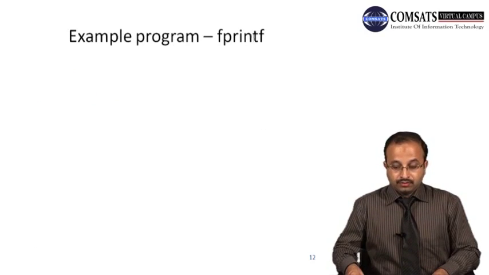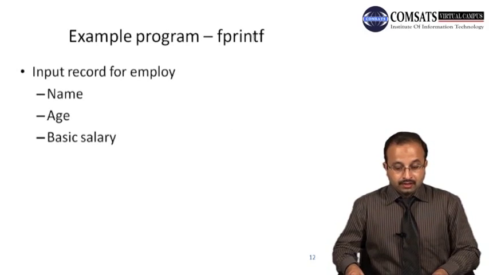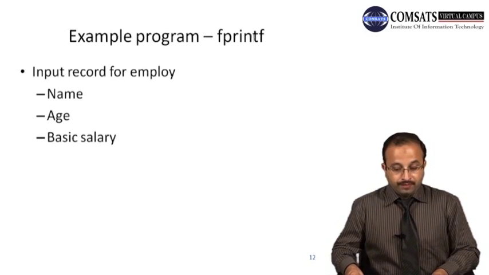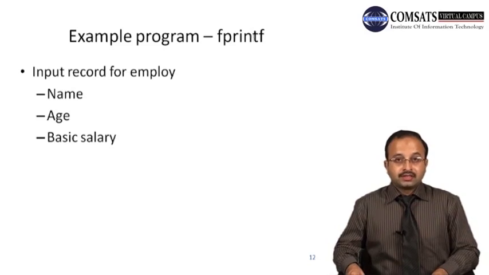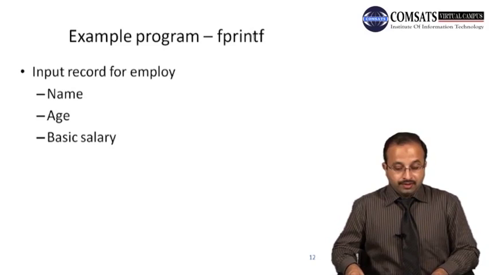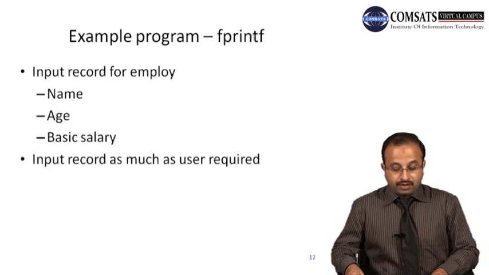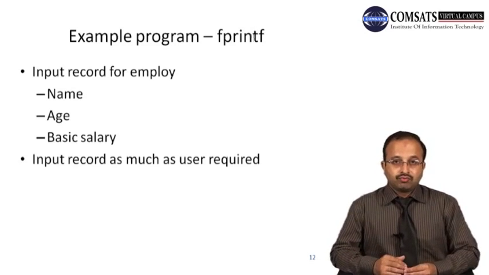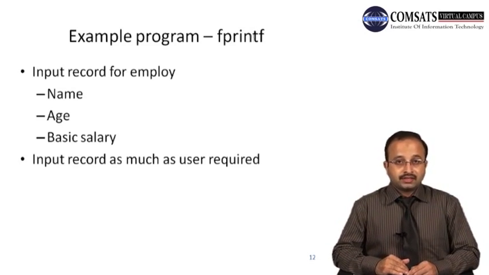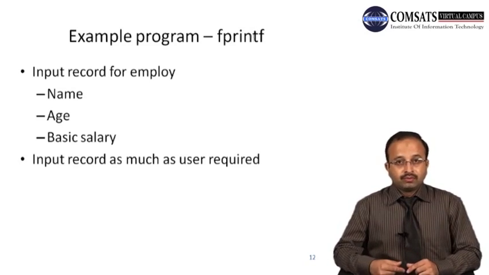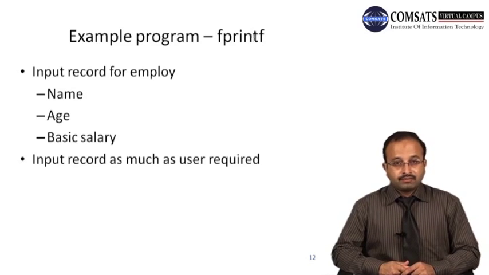Let's see the example program using fprintf. So input record for employee. We have a structure employee that contains employee name, age and basic salary, and we input records as many as the user requires. So you will input a record, then it says do you want to enter another record. If you say yes, the while loop executes once more, so you have to input name, age and basic salary again of the second employee, and then it writes those contents in the file.